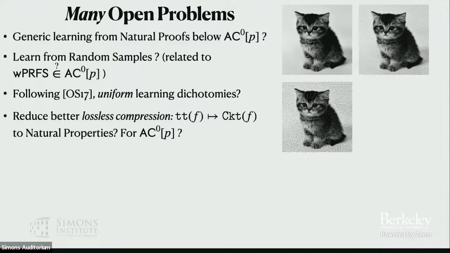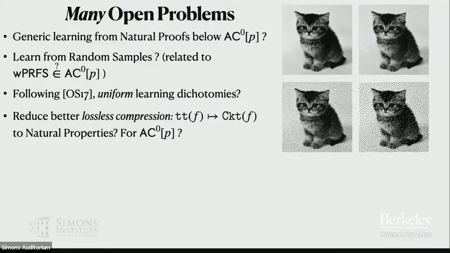Can we get better lossless compression? That's kind of a search to decision version of MCSP, where instead of asking questions, you just get the whole function, and you need to give me now a perfect circuit for it, right? There are much better lossless compression algorithms for AC0 mod P than you can get by just running our algorithm, then filling in the errors in the truth table. But you can't get them generically from proofs of the lower bounds.